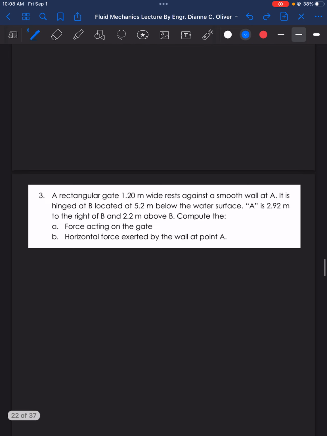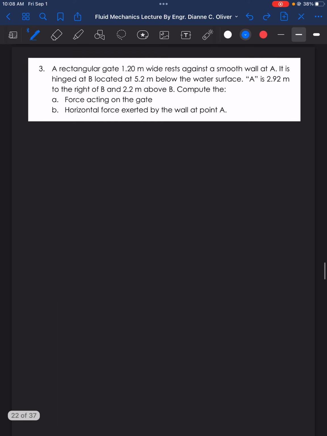Okay, so last for this video, we have example number 3. Example number 3, we have a rectangular gate, 1.2 meter wide. It rests against a smooth wall at A. So take note, there's no given figure, so you need to imagine how the rectangular gate is being positioned here.